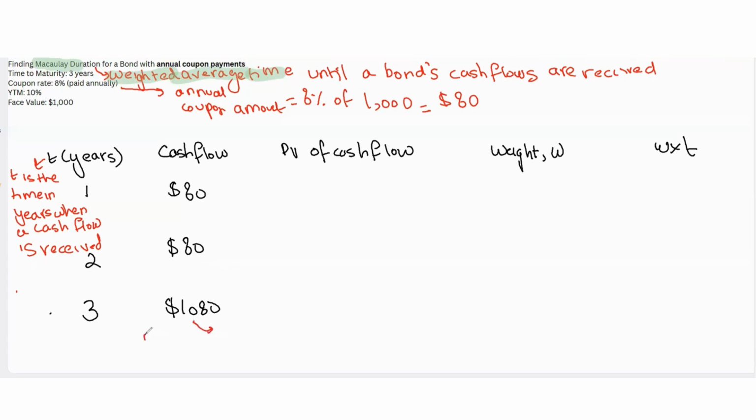Here, one thing to keep in mind is don't forget to add the face value in the last cash flow, because the face value is received at maturity, and this bond did have a maturity of 3 years.